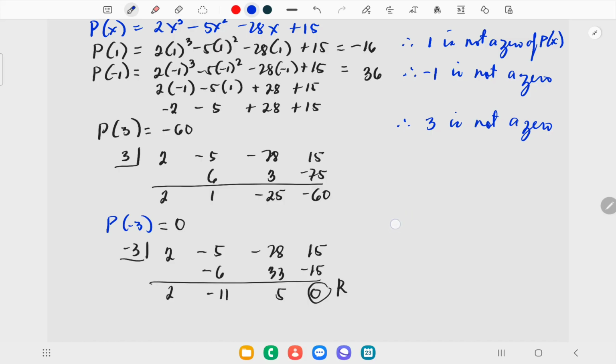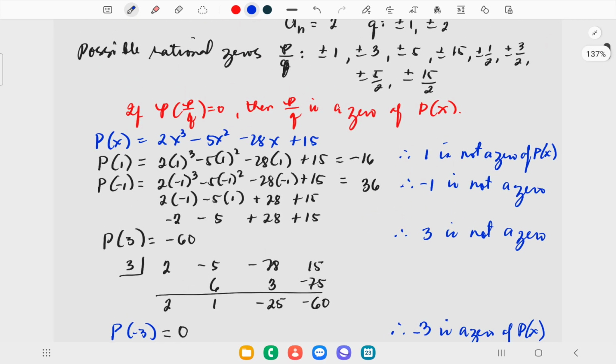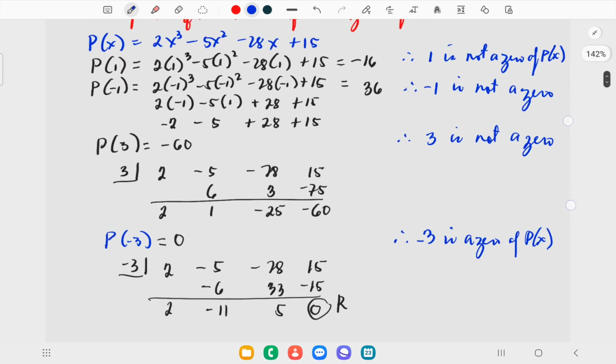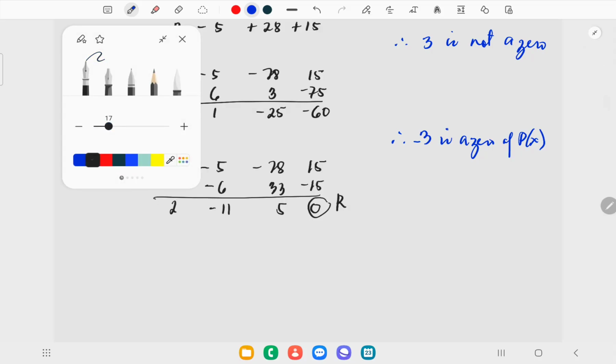With this, we have solved one of the zeros, and we say that negative 3 is a zero of P of x. Thus, we already have one of the zeros. What are the other values that we have to check? Since this is the first example, let us check by evaluation or by synthetic solution. We also have a 5. We check also the 5.